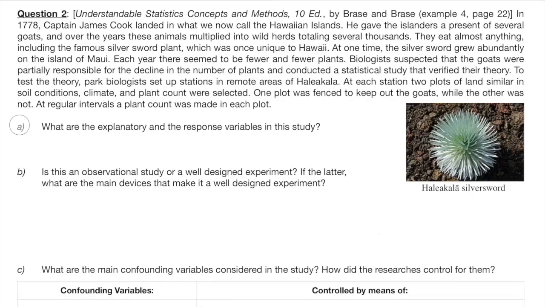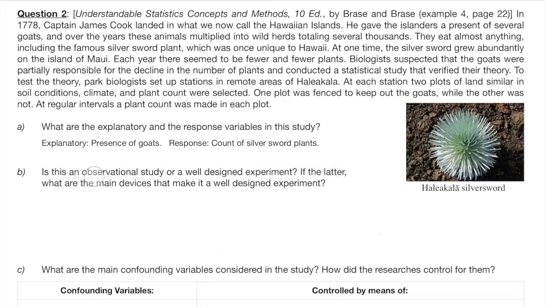Let's solve exercise 2. Letter A. What are the explanatory and the response variables in this study? The explanatory is the presence of goats and the response the count of silver sword plants. Letter B. Is this an observational study or a well-designed experiment?